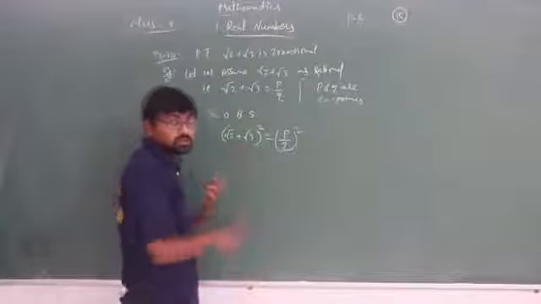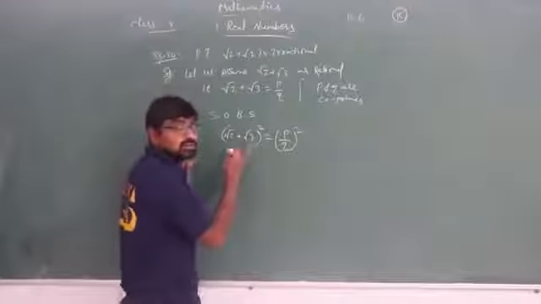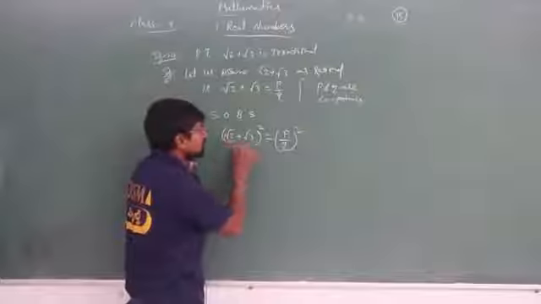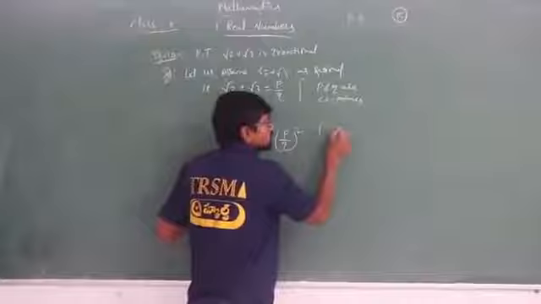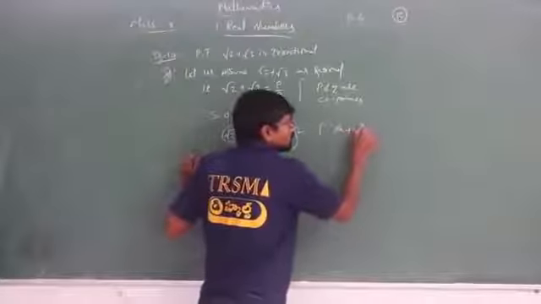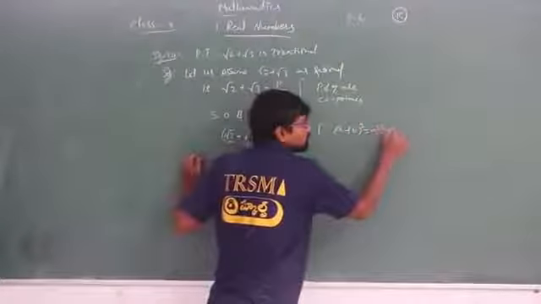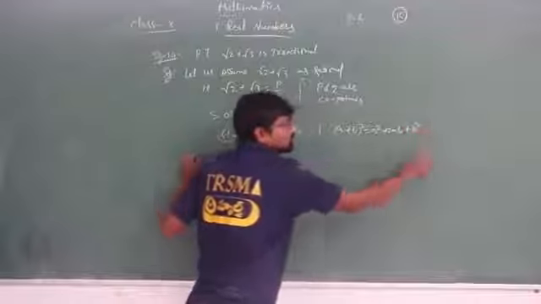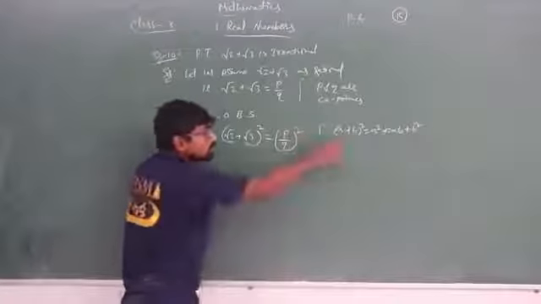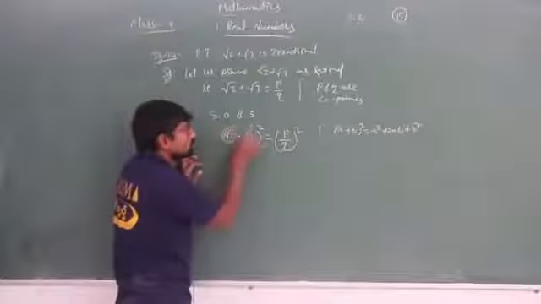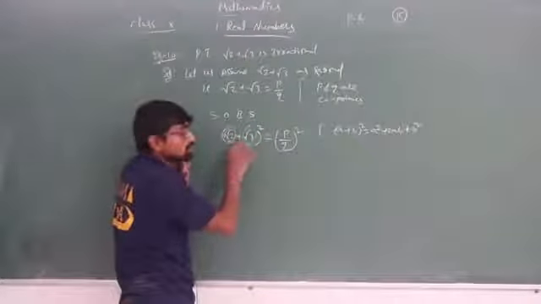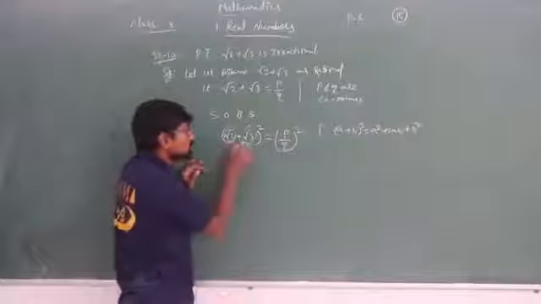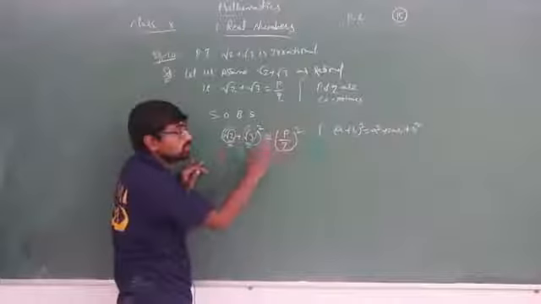Now how will we remove that? Directly we can't add this. We need to use the formula: A plus B whole square is equal to A square plus 2AB plus B square, isn't it? This formula we have to use here. A value is root 2, B value is root 3. These 2 different irrational numbers are being added here. So this is A and this is B, and we have to substitute in the formula.